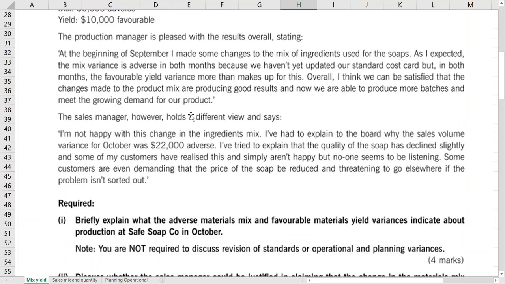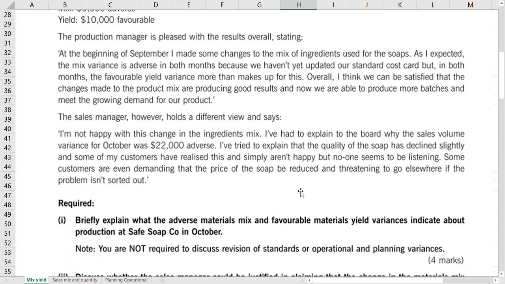The sales manager is not happy, holds a different view and says, "I'm not happy with the changes in the ingredient mix. I've had to explain to the board why the sales volume variance for October was 22,000 adverse." Sales volume is adverse. It means we have sold less units. "I've tried to explain that the quality of the soap has declined slightly, and some of my customers have realized this and simply aren't happy. But no one seems to be listening.